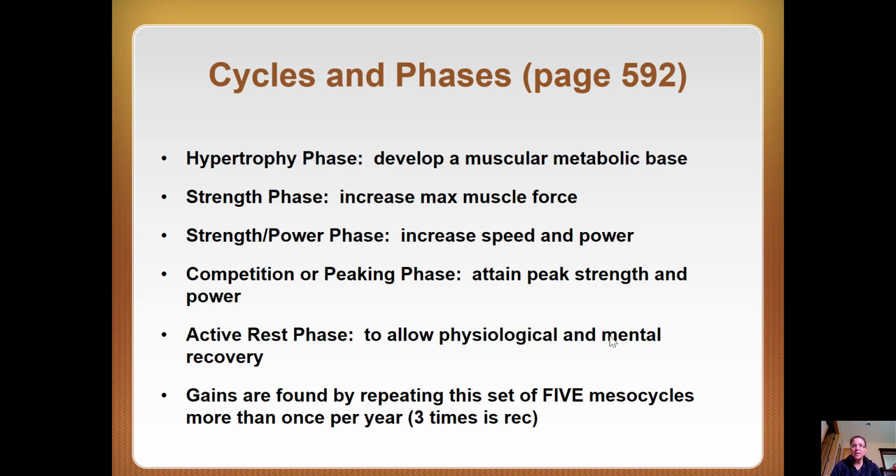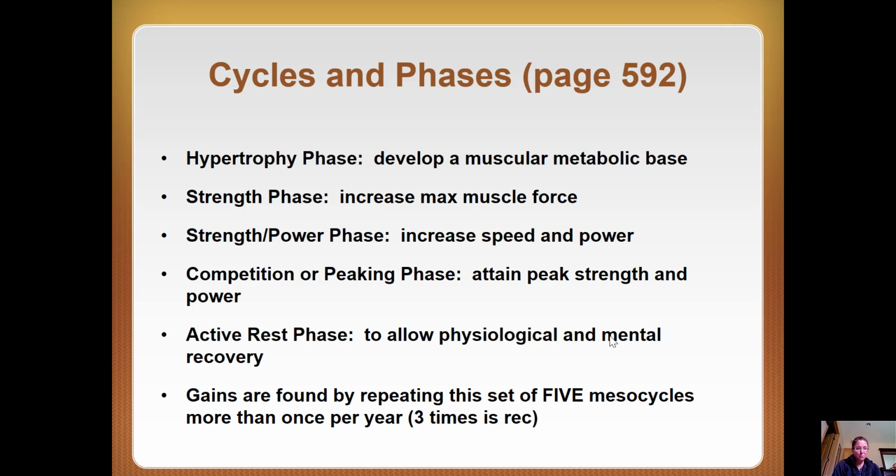Also, your textbook gets into the phases, the cycles and the phases of a periodization program. And so if you look in your text, you'll see there are 4 to 5 phases. So these are all considered mesocycles, each one of these phases. And we find that we can have gains from this by repeating these 5 mesocycles, so there's 5 cycles here, more than once a year. So doing it at least 3 times over the course of the year is a great idea.